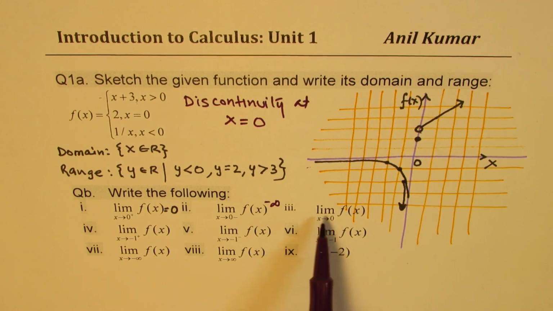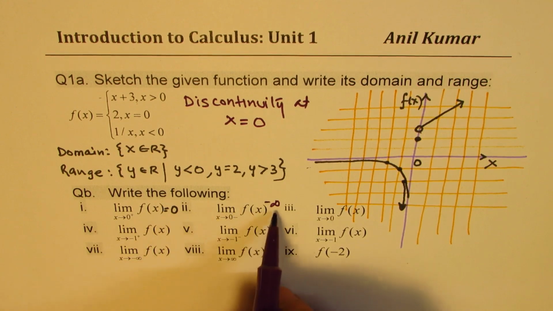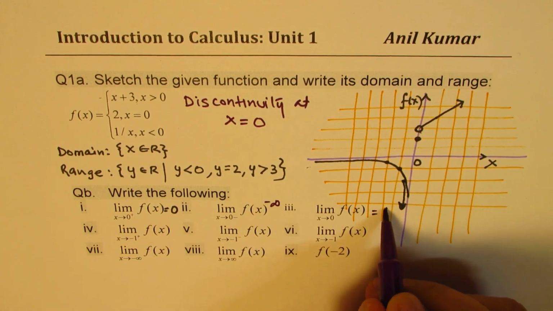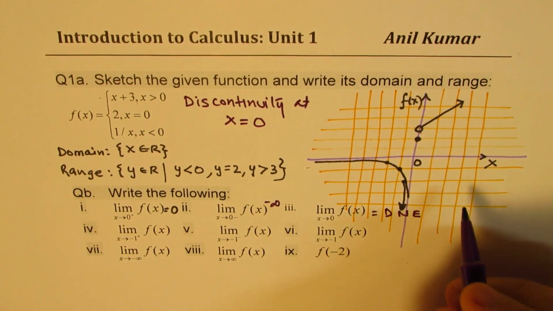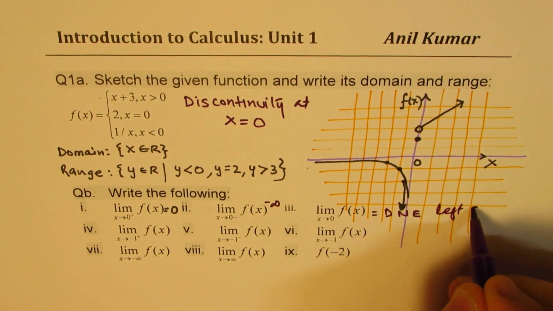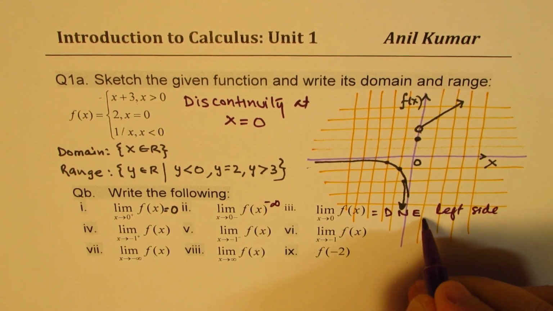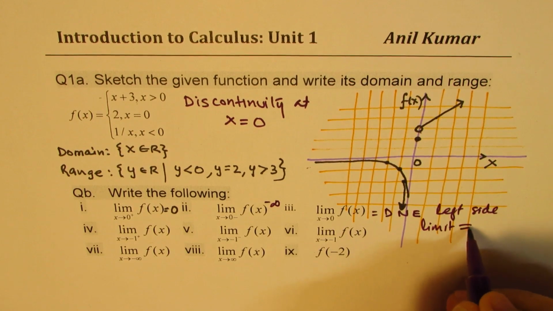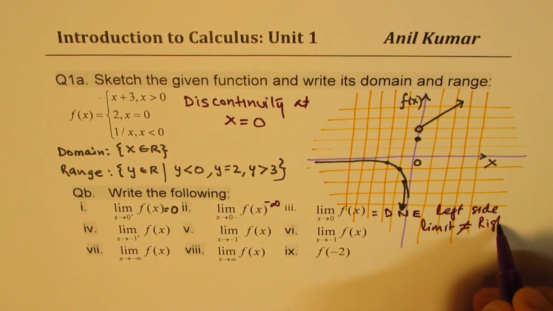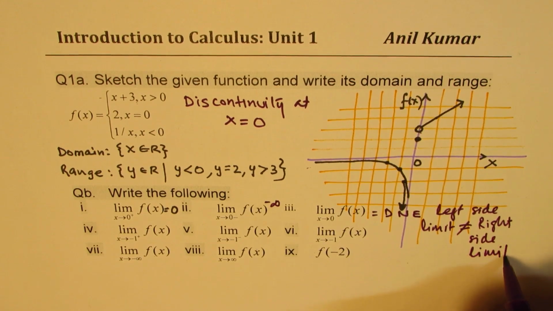Part 3 is, what is the limit of the function at x equals 0? Now, since the left side limit is not equal to the right side limit, it does not exist. The reason is that the left side limit is not equal to the right side limit. Perfect. So that is how we could answer the first 3.